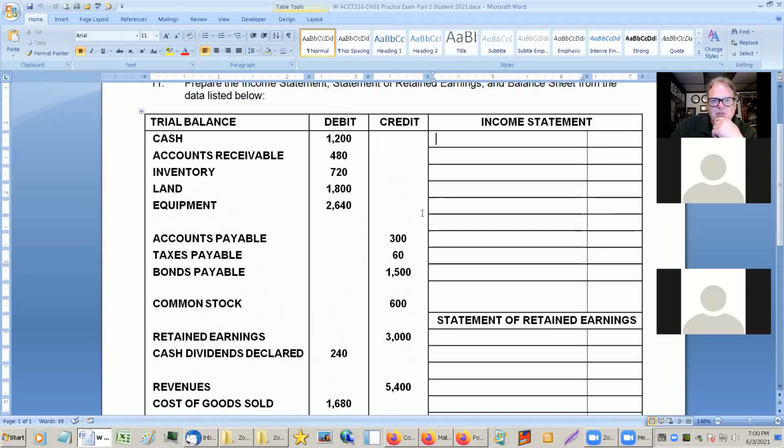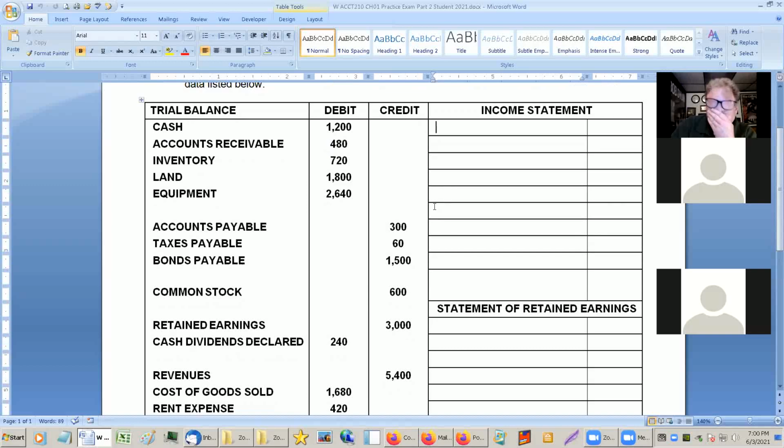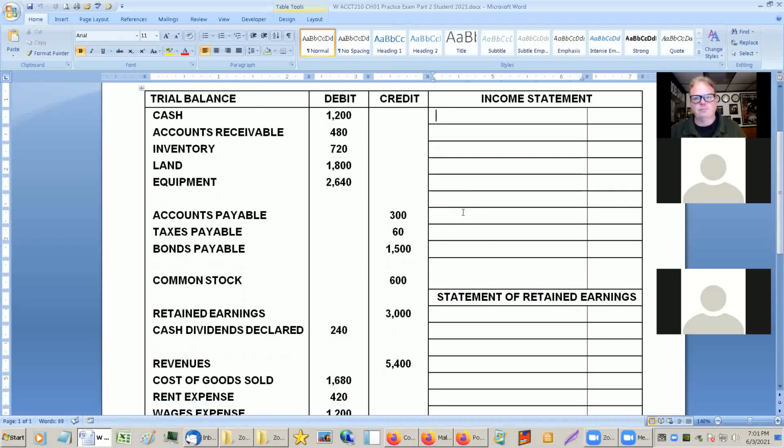Okay, income statement. What do we start out with? Oh, come on. You guys are toying with me. I'm going to play with my little motorcycle until you guys answer.